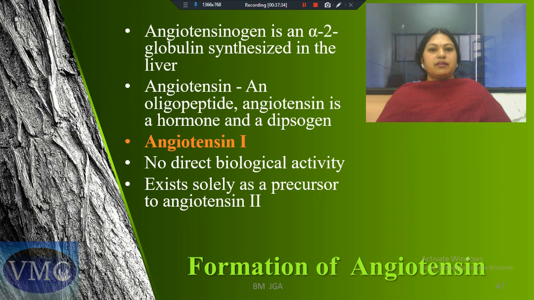So again, we will look into the formation of angiotensin 2 or the angiotensins. Angiotensinogen is an alpha-2 globulin synthesized in the liver. Angiotensin is an oligopeptide, and angiotensin 1 is formed from angiotensinogen by the action of renin. Angiotensin is a dipsogen which causes thirst. Angiotensin 1 has no direct biological activity, though some actions are also there. It exists solely as a precursor to angiotensin 2, but some physiological actions are also there.